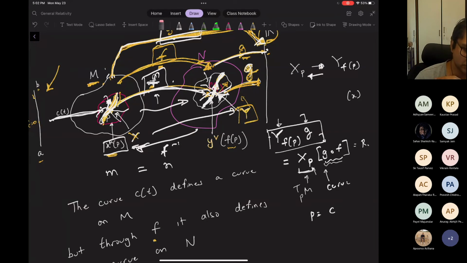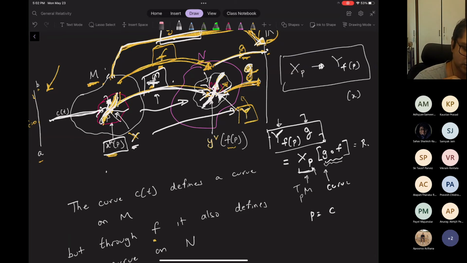So you also see why: if I only have a forward map from M to N, there's no inverse map. Given a vector X at the point P, that gives me a Y at F of P, but the reverse statement is not true. Given an arbitrary vector at the point F of P, I can't necessarily construct a vector that corresponds to it in M.